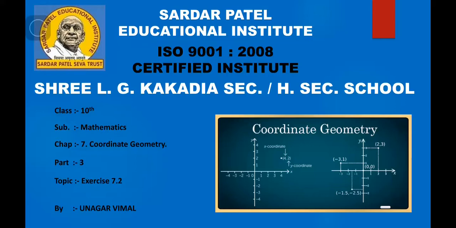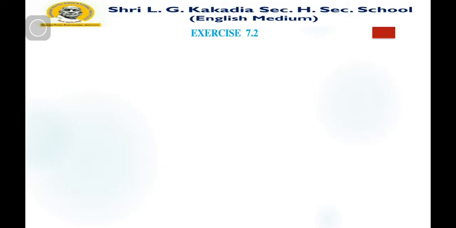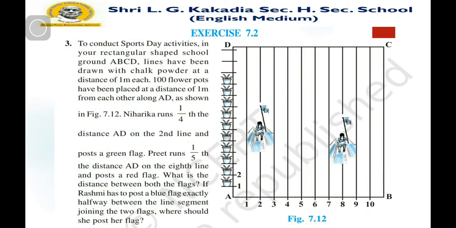Good morning, students. Here we are learning chapter number 7, coordinate geometry, and it is part number 3. We have discussed the distance formula and the section formula. Now, using both of the formulas, let us solve some examples from exercise number 7.2. Let's take question number 3.